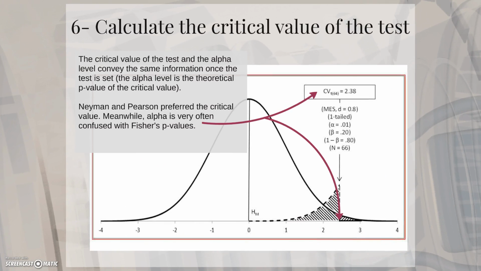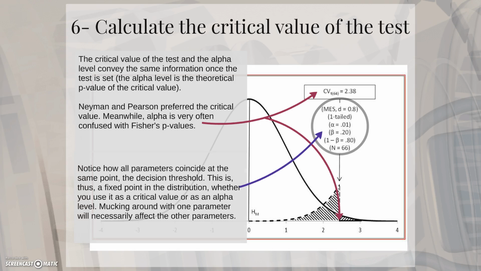Now the sixth step in the process is to calculate the critical value of the test. Again, as we said before, the critical value of the test and the alpha level convey the same information when the test is set. So the alpha level is the theoretical p-value of the critical value in the particular distribution that we have decided to use for the test. Neyman and Pearson prefer to use the critical value, and often this is the good decision, because alpha is quite often confused with Fisher's p-values.